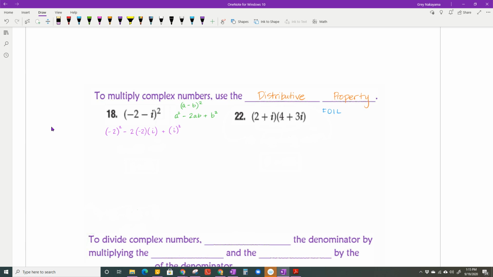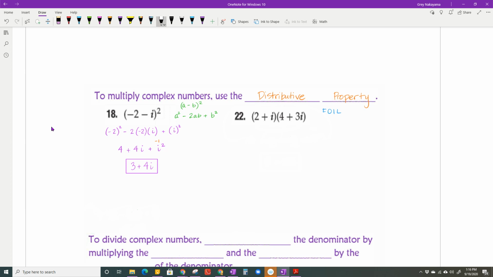To simplify, negative 2 quantity squared is positive 4. Two negatives make this plus 4i, and plus i squared is what you get. And i squared is equal to negative 1. So when I simplify, my real parts are going to be 4 and negative 1, which together give me 3. And then I have plus 4i. So that's how that simplifies.